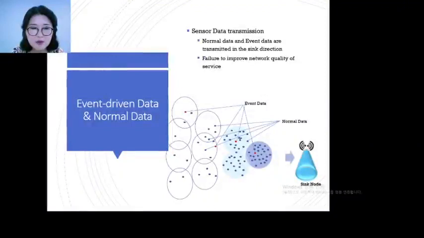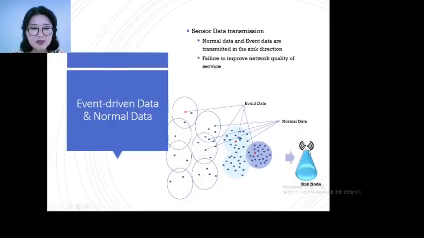Sensor nodes collect a wide range of data in different environments. The collected data may be classified into two. One is event-driven data with higher transmission priority, and the other one is normal data, regular measured data with lower transmission priority. As you can see from the figure, event-driven data and normal data are mixed and delivered to the sink node.